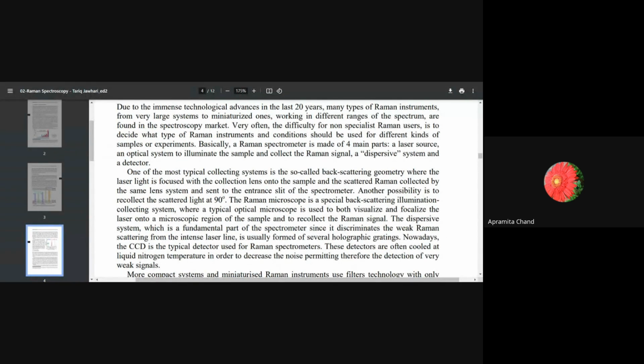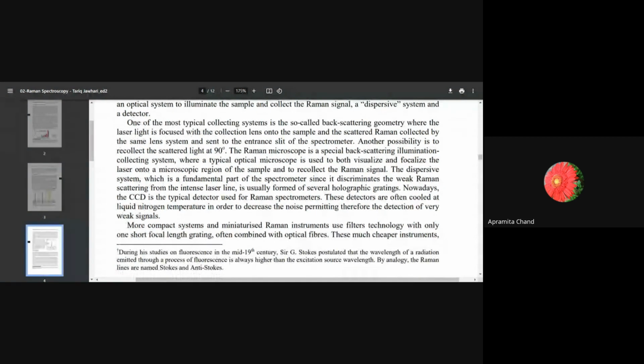So the same kind of detector is also used for Raman spectrometers, and we require that for elimination of noise. These detectors are often cooled at liquid nitrogen temperature, so even weak signals can be picked up. Also, some instruments use filter technology with one single focal length grating instead of holographic gratings. They will use only one kind of grating and combine it with optical fibers.